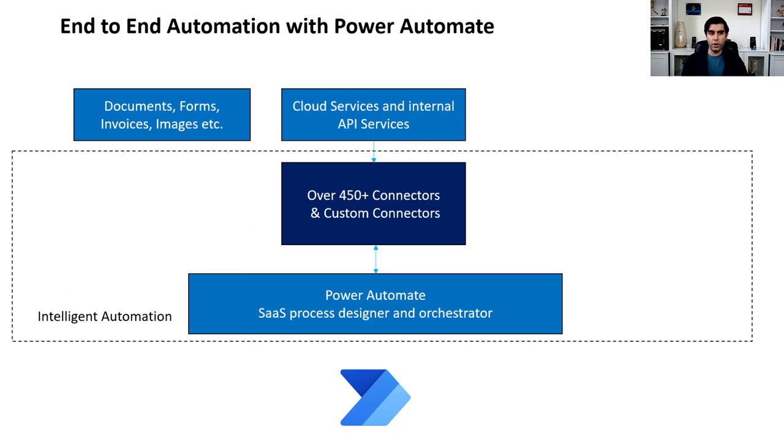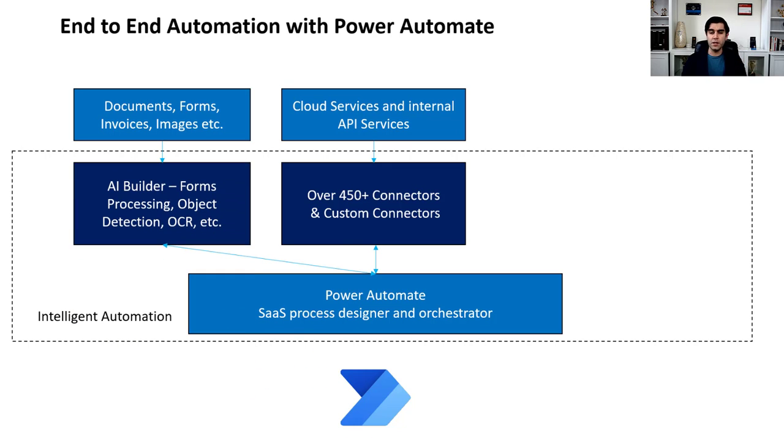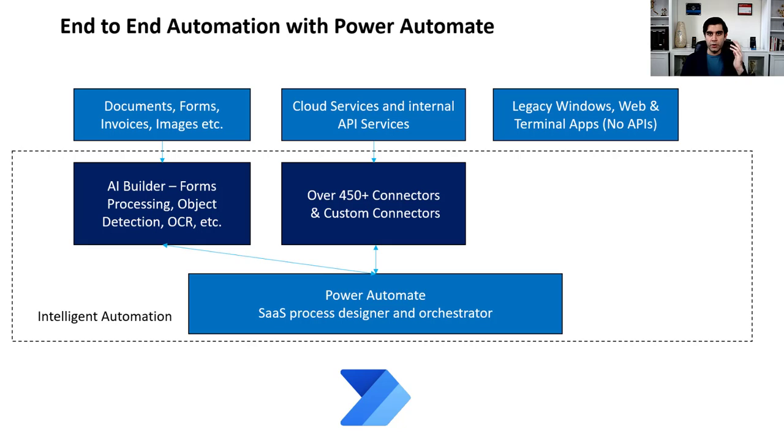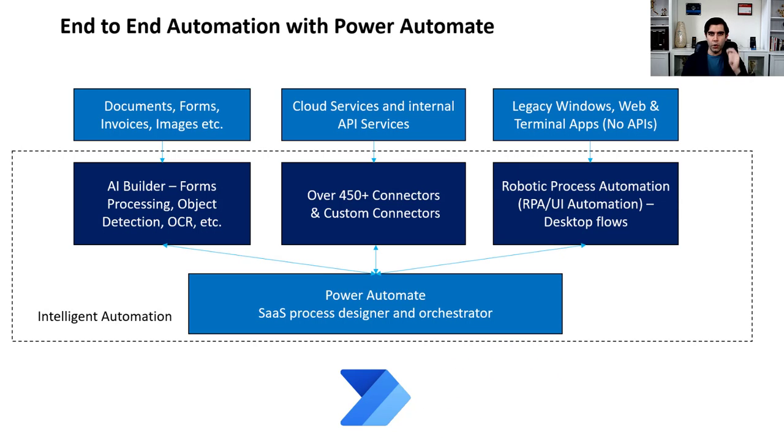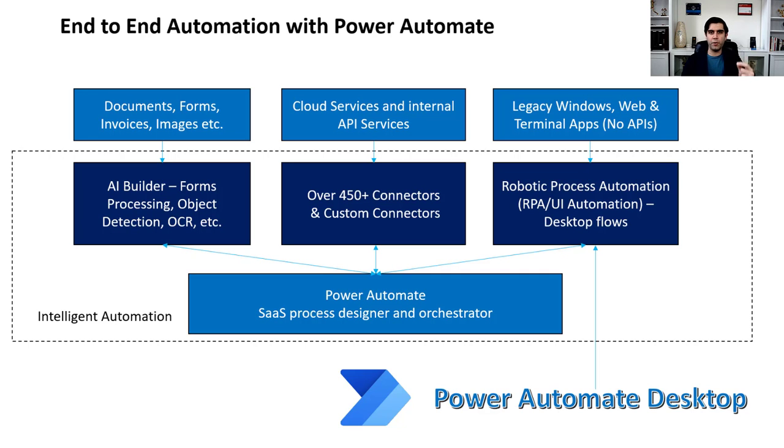In scenarios where you want to work with documents, forms, invoices, images, add the power of AI to process forms, detect objects, perform optical character recognition. The Power Platform has AI Builder that Power Automate can natively integrate with. And finally, to work with legacy Windows, web, and terminal applications that have no APIs, that scenario is where robotic process automation plays an important part. That is RPA or UI automation known as desktop flows, and Power Automate Desktop allows us to build those robotic process automation jobs.